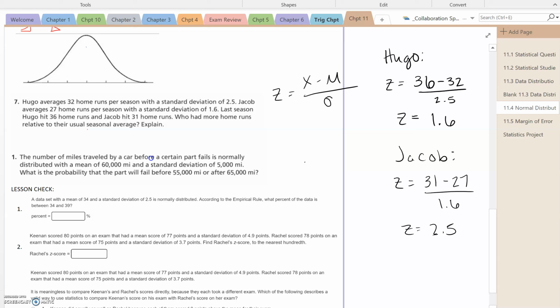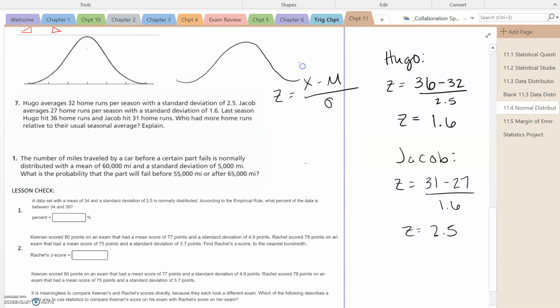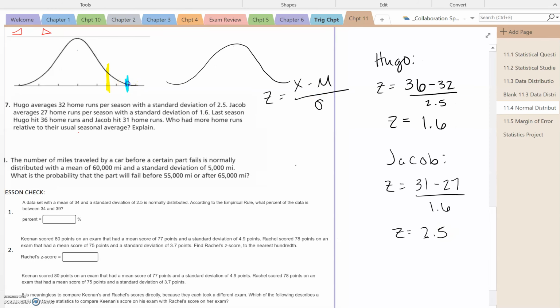So compared to their relative standard normal curves, Hugo would have been about right here. Here's his mean, so 1.6. He would have been about right here on his standard normal curve. But Jacob with 2.5 would have been right here.